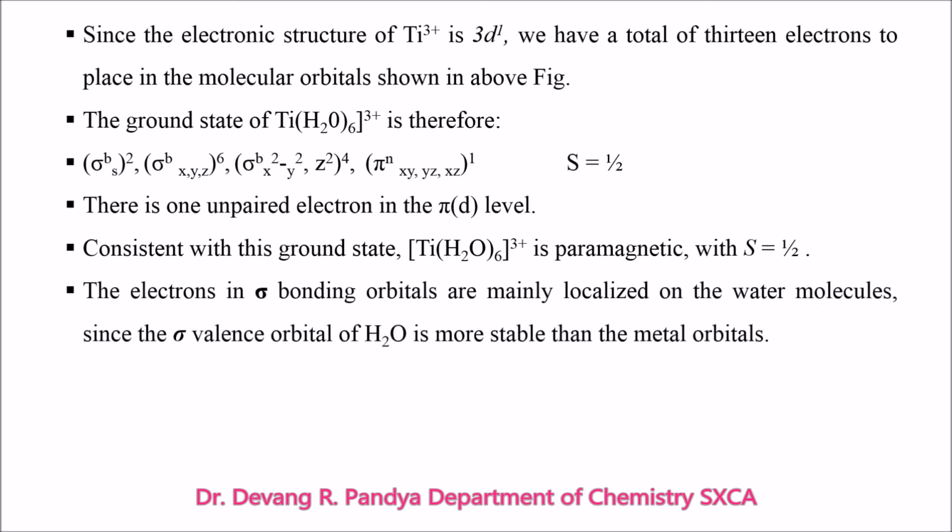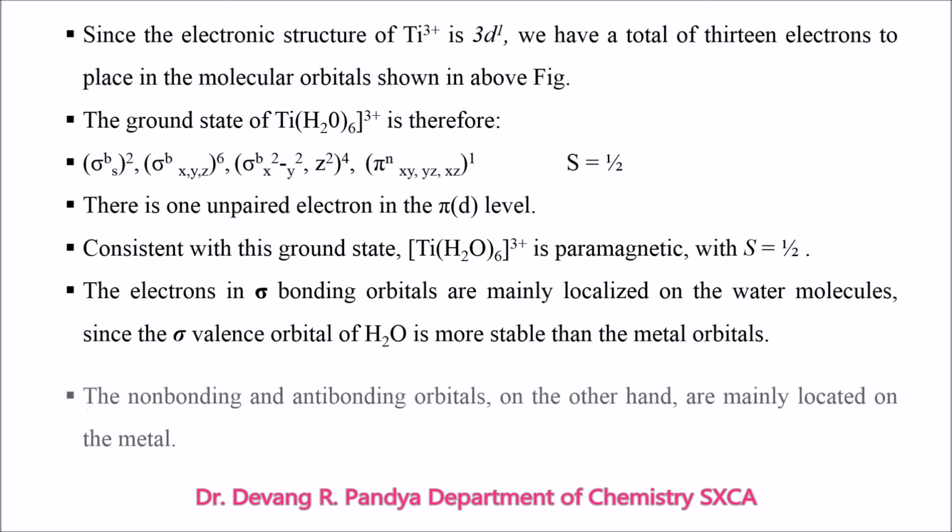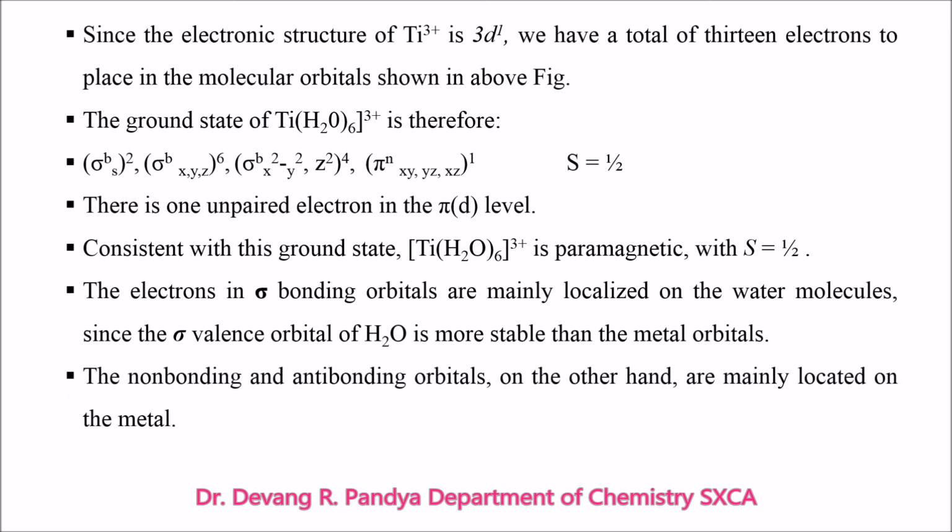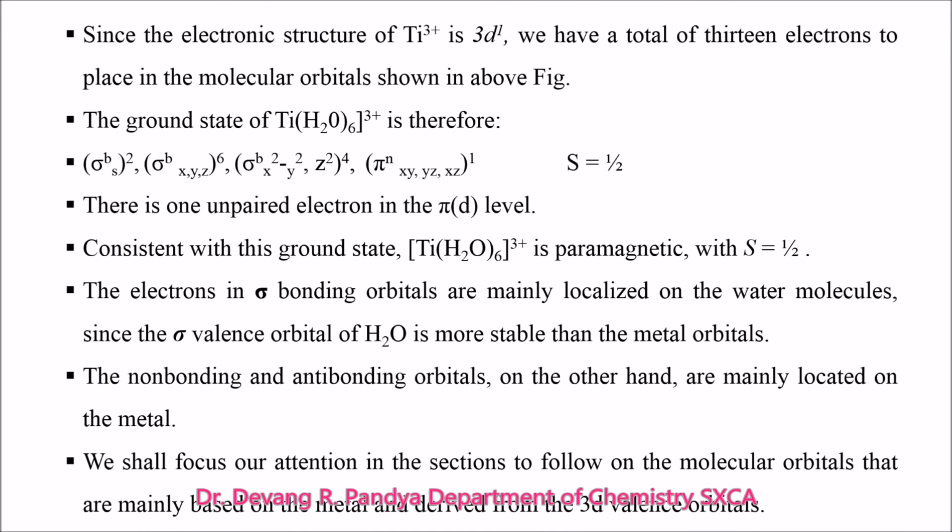The electrons in sigma bonding orbitals are mainly localized on the water molecules, since the sigma valence orbitals of H2O are more stable than the metal orbitals. The non-bonding and anti-bonding orbitals, on the other hand, are mainly located on the metal ion, and we shall focus our attention in the section to follow on the molecular orbitals that are mainly based on the metal and derived from the 3d valence orbitals.